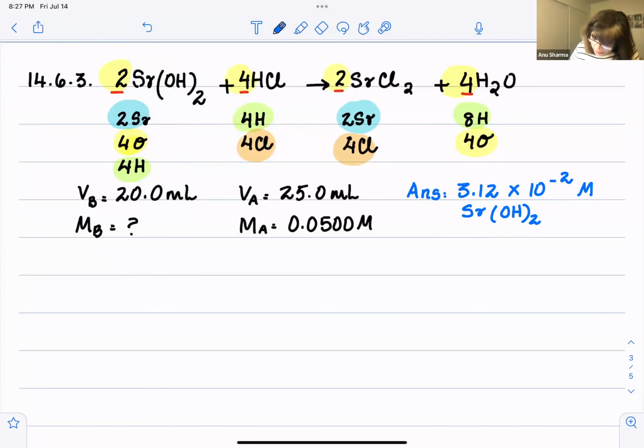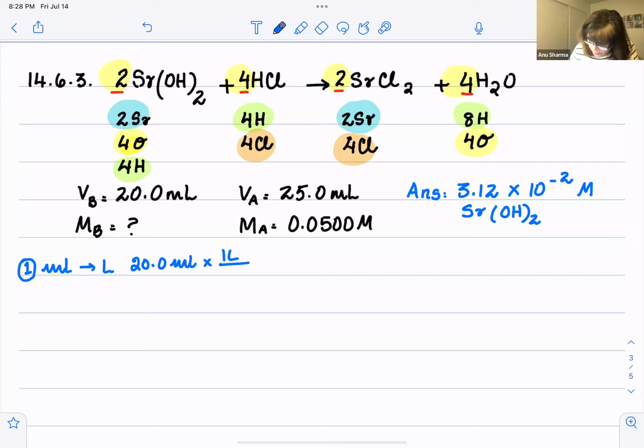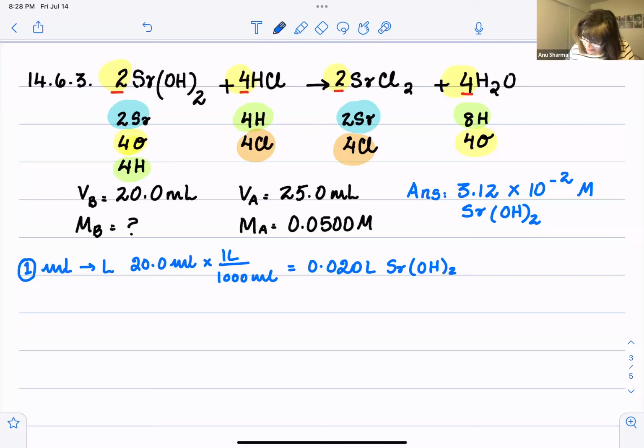So here, first thing, same thing, milliliters to liters. 20.0 milliliters times 1 liter over 1000 milliliters gives you 0.020 liters of Sr(OH)2. Then the next thing was the HCl. The HCl was 25.0 milliliters times 1 liter over 1000 milliliters, and that gives you 0.025 liters of HCl.